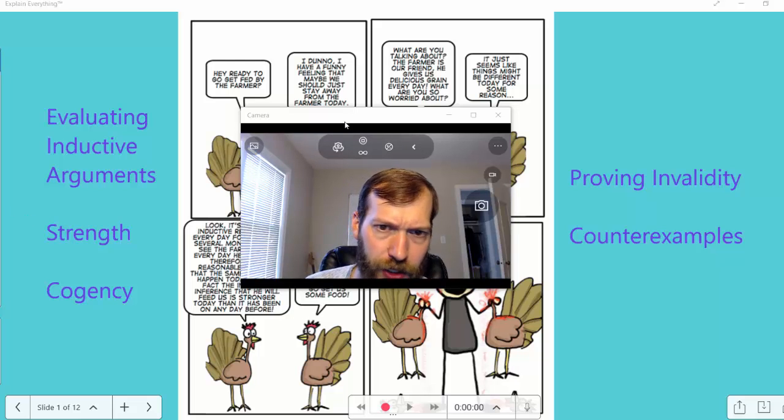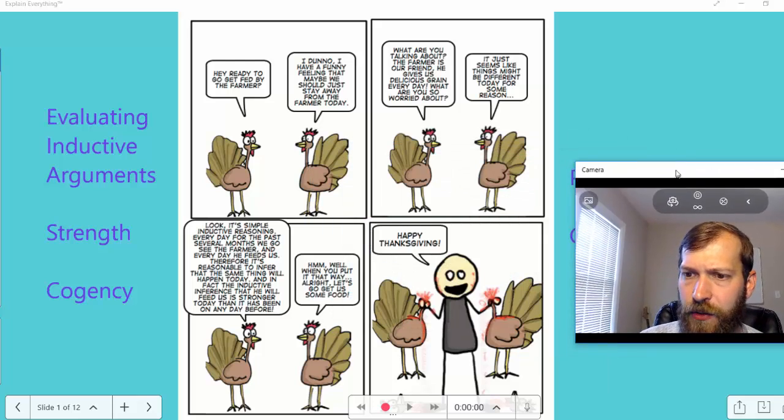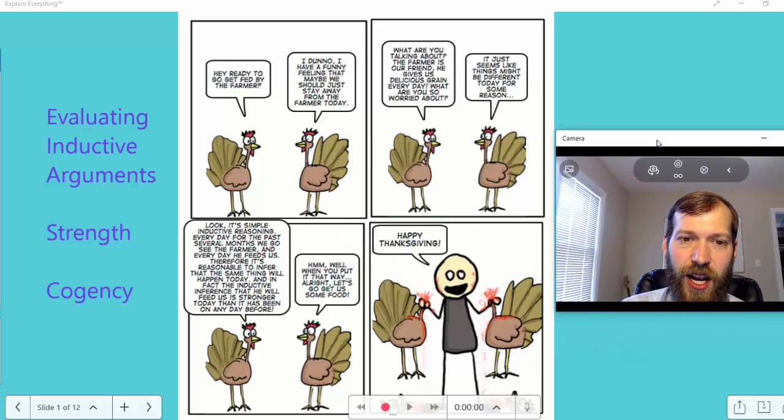Before turning our attention to inductive arguments and how to evaluate them, I thought I would share this comic that I came across. So we've got a couple of turkeys here. First one says, "Hey, are you ready to go get fed by the farmer?" "Well, I don't know. I have a funny feeling that maybe we should just stay away from the farmer today." "Well, what are you talking about? The farmer is our friend. He gives us delicious grain every day. What are you so worried about?" "It just seems like things might be different today for some reason."